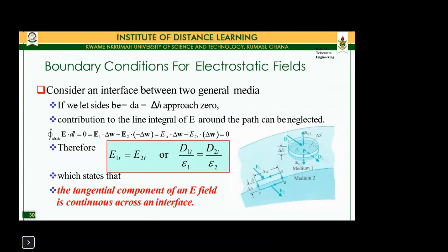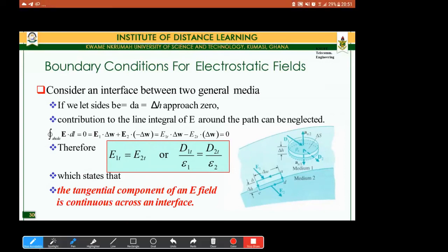Now, this is the last aspect of this discussion. We are going to look at the boundary conditions. First, we looked at the boundary conditions at the interface of a conductor. Now, we have to do the same thing at the interface of what? A dielectric. Or general boundary conditions for electrostatic fields between two general media. So medium one and medium two, these are two general media.